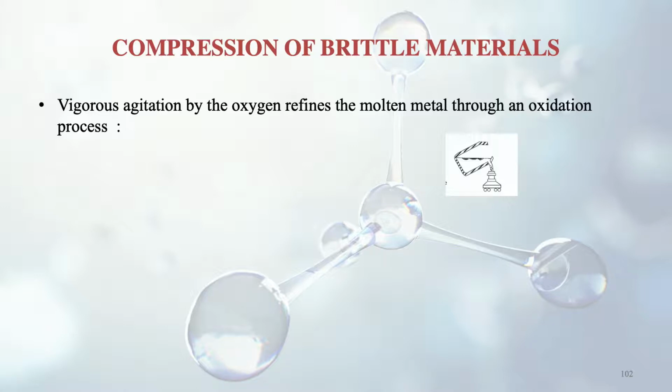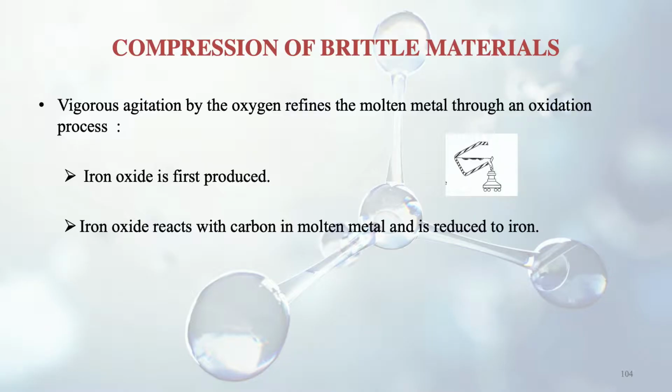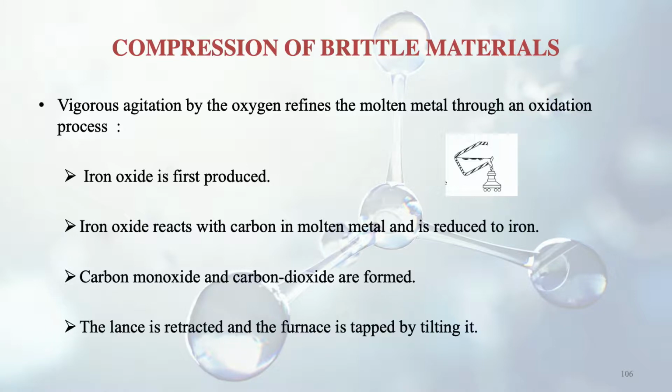It refines the molten metal through an oxidation process. First of all, iron oxide is produced in this reaction. Then the iron oxide further reacts with carbon in the molten metal and is reduced to iron. Carbon monoxide and carbon dioxide are also products. The lance is retracted and the furnace is tapped by tilting it.